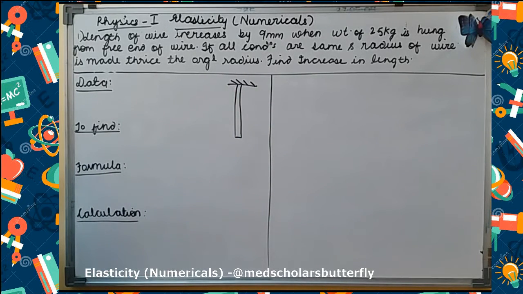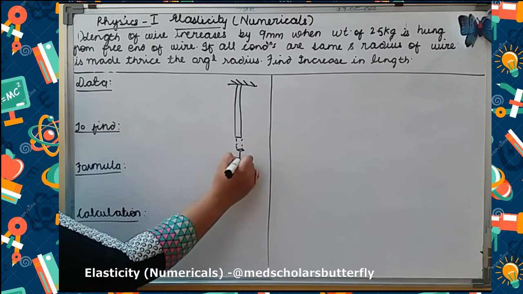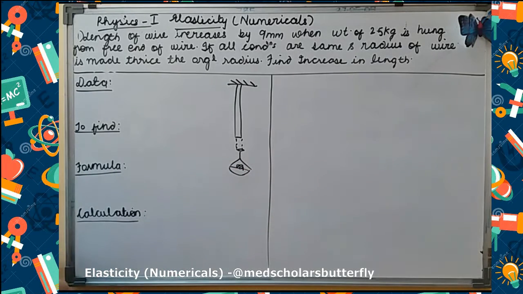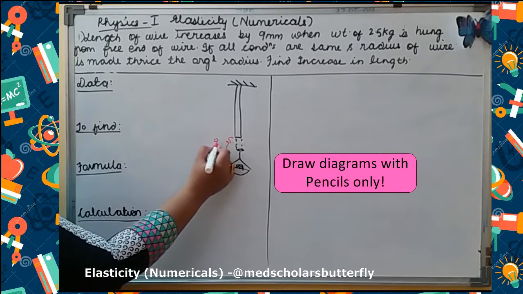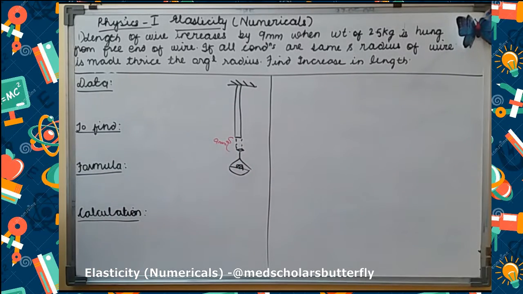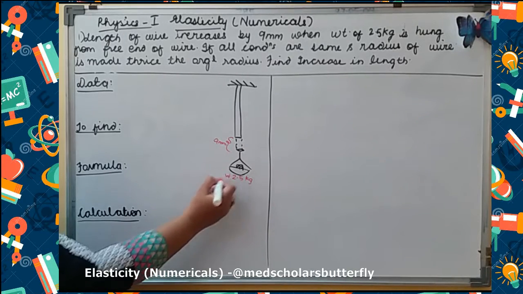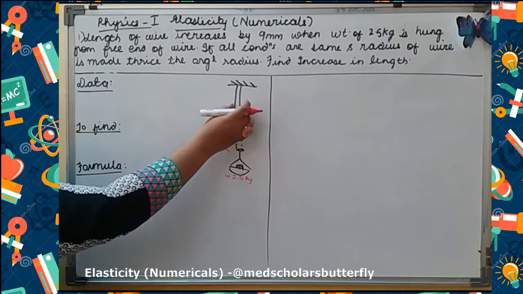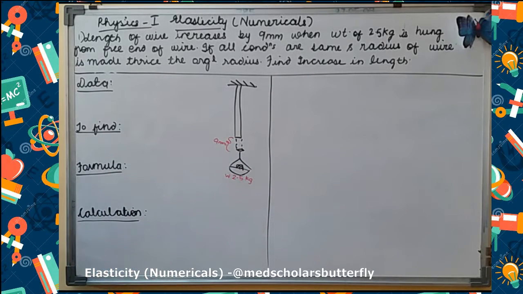The length of the wire increases by 9 mm when we hang a weight to it. So this is our extension in length, which is 9 mm. The weight given to us is 2.5 kg. This is W, from the free end of the wire. For the condition of same radius of wire, the radius which was first, after the elongation it becomes thrice the original radius.